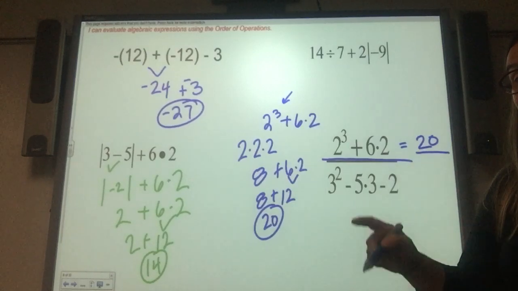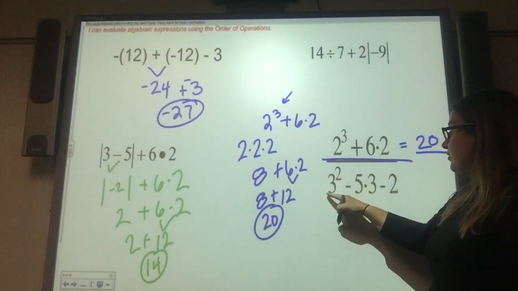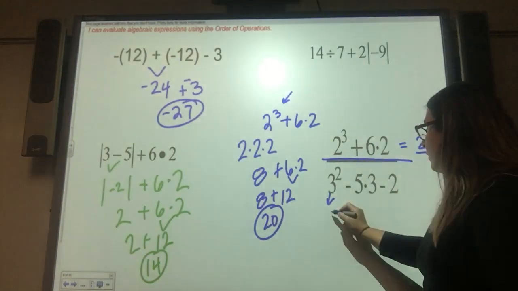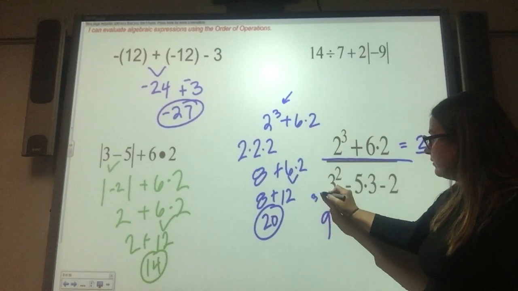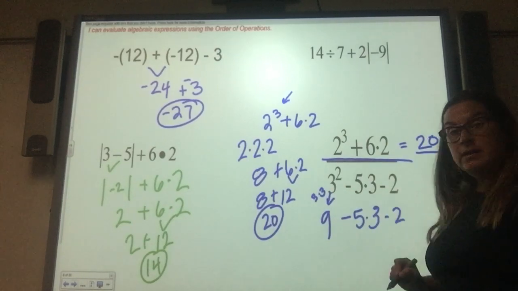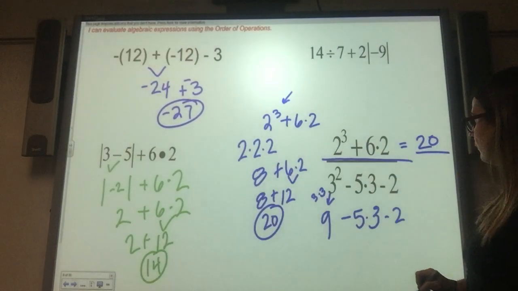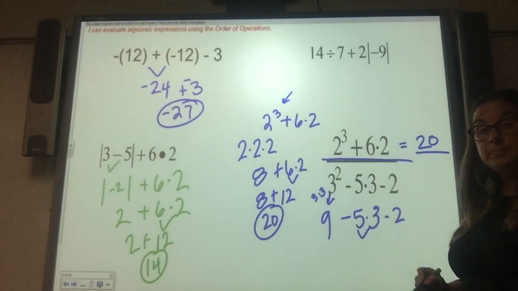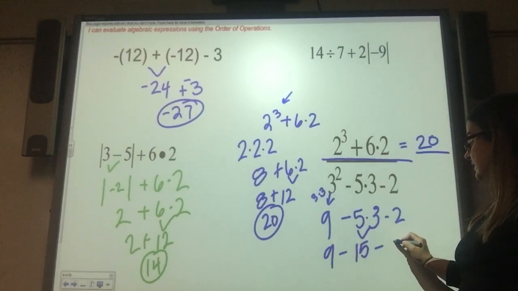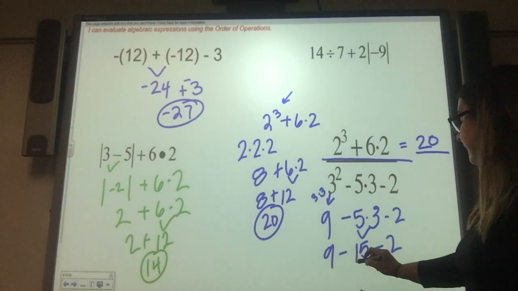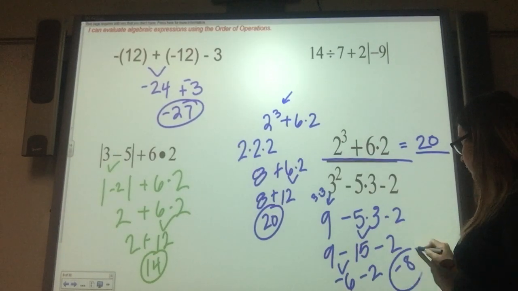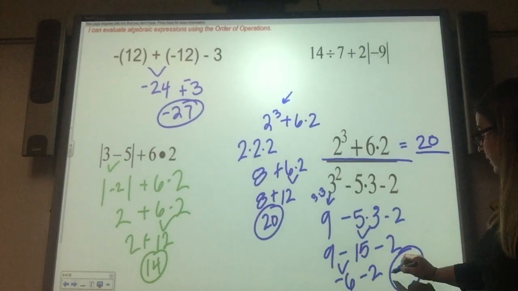Now I need to work on the denominator. So 3 squared, that means 3 times 3, which is 9. So 3 times 3 minus 5 times 3 minus 2. So next is multiplication. 5 times 3 is 15. 9 minus 15 minus 2. 9 minus 15 is negative 6. Minus 2 is negative 8. Again, you can add up.